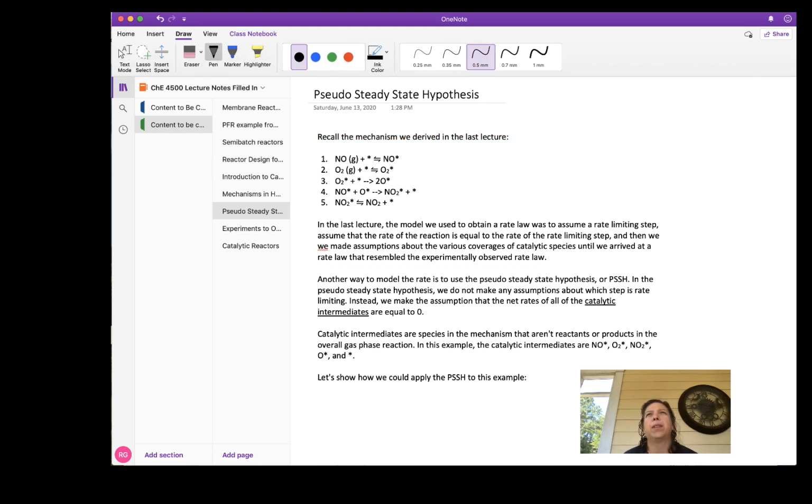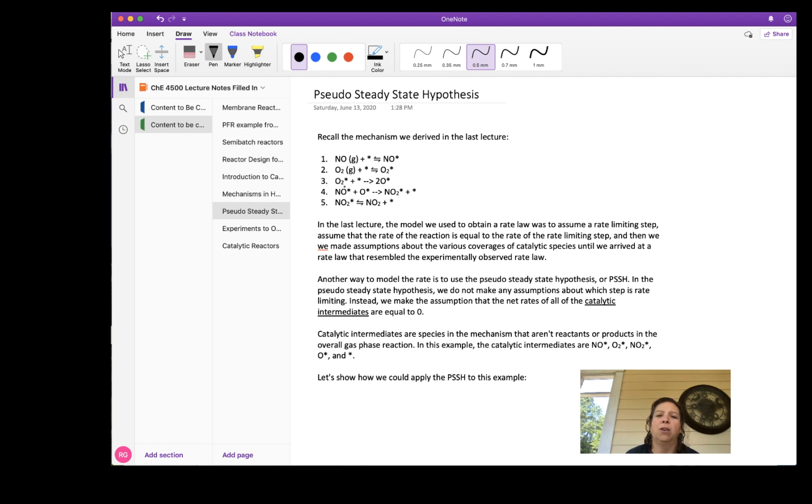Okay, so in the last video, we saw how we can develop a rate law for a catalytic reaction based on a mechanism that we hypothesized for that reaction. So we had looked at the NO oxidation reaction, and this is the mechanism that we derived. And in that exercise, the method by which we got the rate law was to assume a rate determining step. So in that case, we had assumed that step 3 was rate limiting.